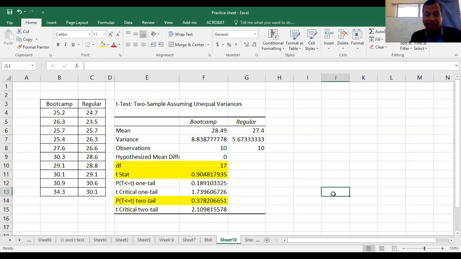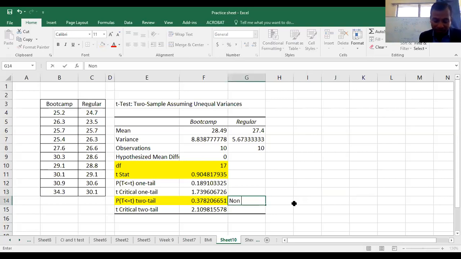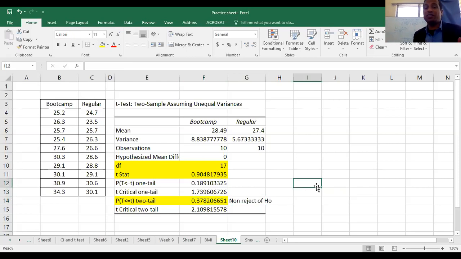So based on this Excel sheet output, what is your conclusion? Non-rejection of H0, isn't it? You are not rejecting because the p value is greater than alpha. Alpha is 0.05. How quickly we did the same thing using the Excel.